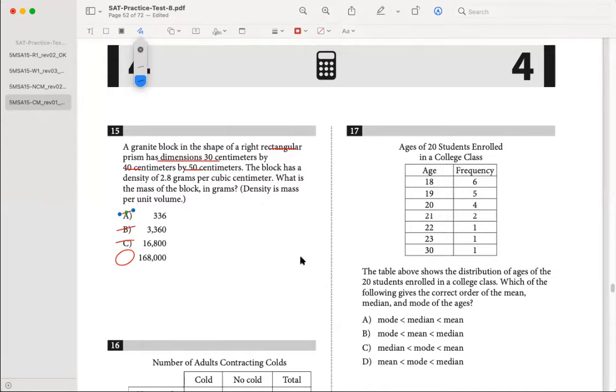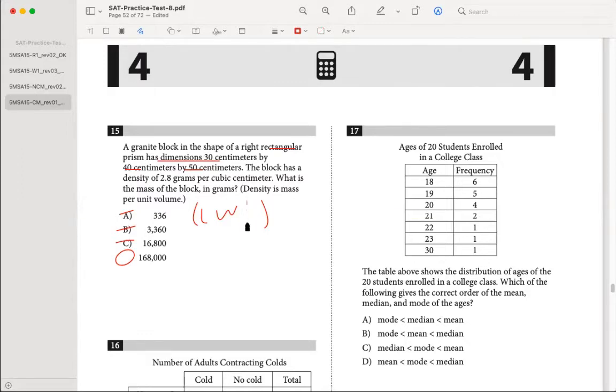I'm not sure what that means. Could you clarify on what that means? Oh, okay, you don't understand. All right, so it's just a regular prism. So length times width times height will get you the volume, right?